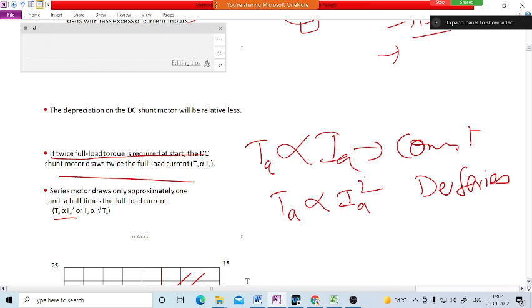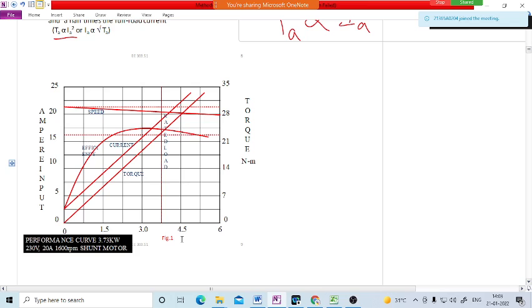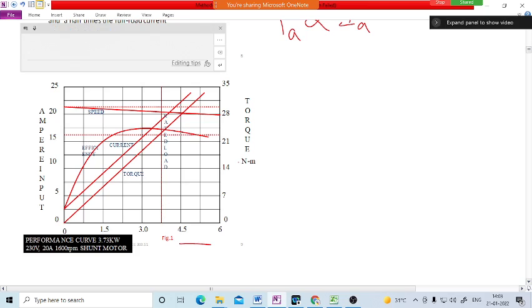Now we can observe the torque speed characteristics, the performance characteristics of the motor. You can see the ampere turns and the torque in Newton meters. We can see the characteristics of the motor. Here the speed is constant, and here is the rated value, this is up to the rated one. Here this is the torque in Newton meters.